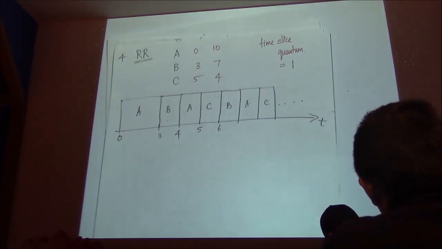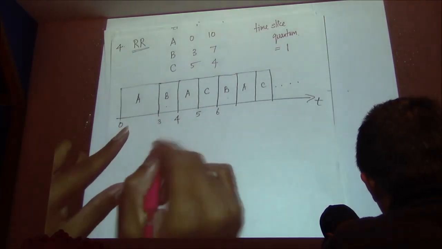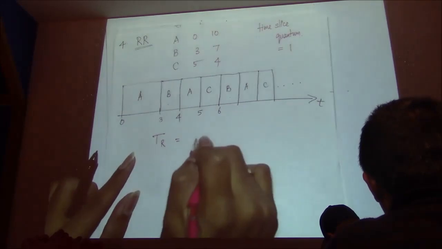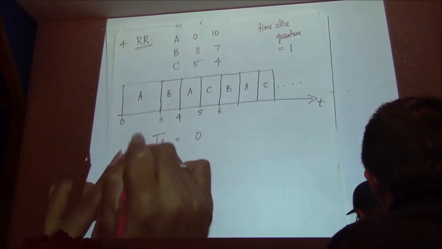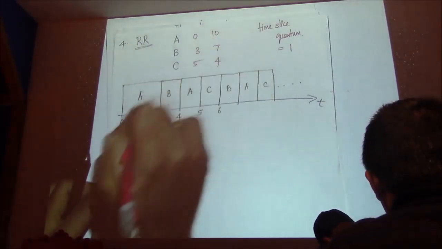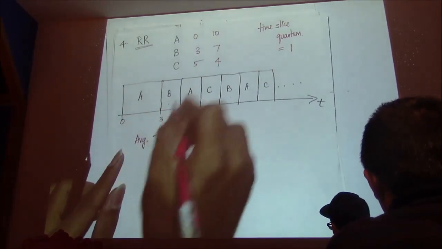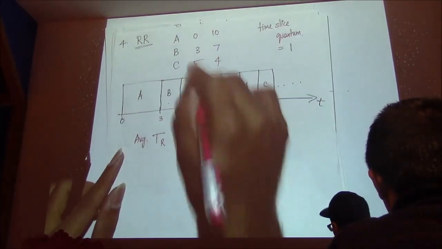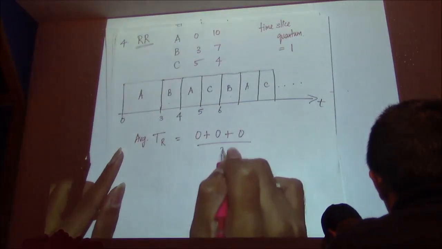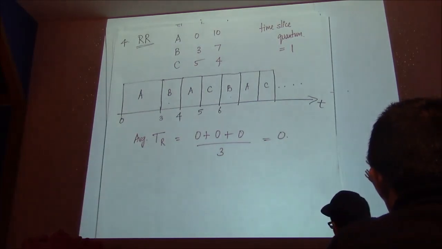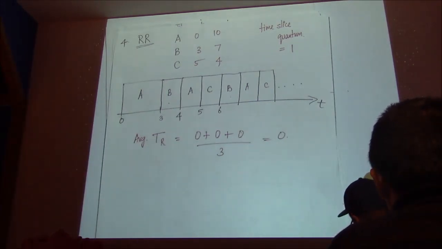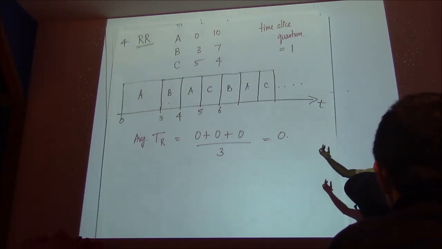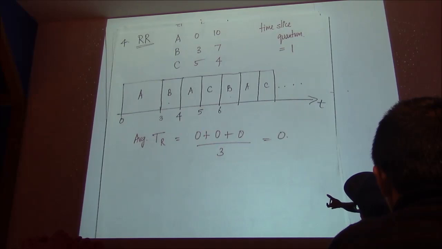And here what we have basically done is, we are trying to calculate the average response time. The response time for A is 0 because it came at 0 and was scheduled at 0. For B, it also became 0. And for C, again, it also became 0. So we made the response time drop to zero when we did round robin scheduling. Whenever a job arrived, it was immediately picked and scheduled.